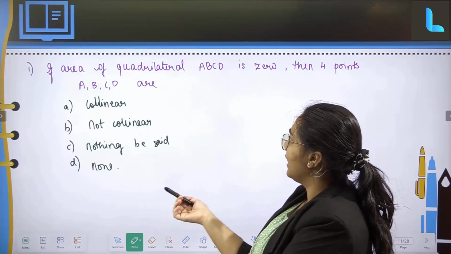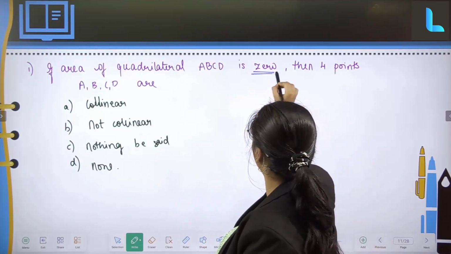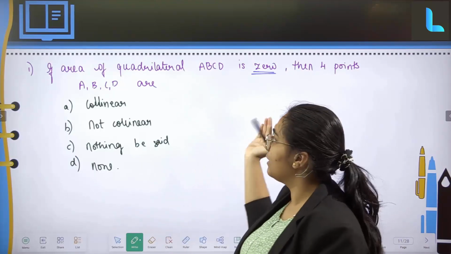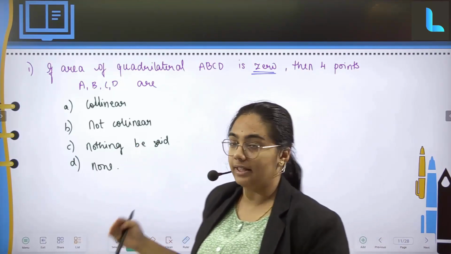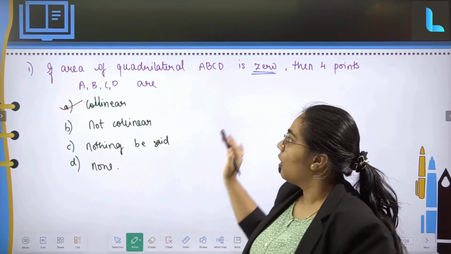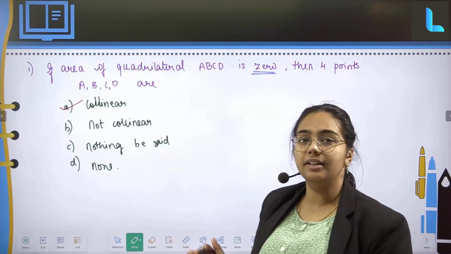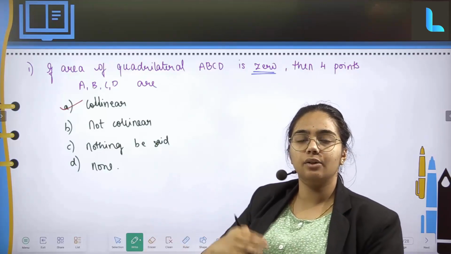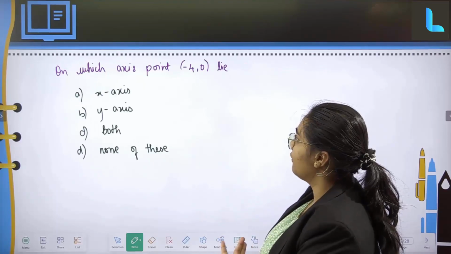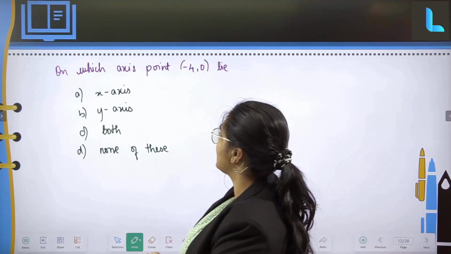So now if the area of a quadrilateral is 0, then what are the 4 points going to be? We will see how exactly it is going to be 0 also. The usual answer is going to be collinear. Clear? Over here, quadrilateral, whenever the area is equal to 0, the points are going to be collinear.